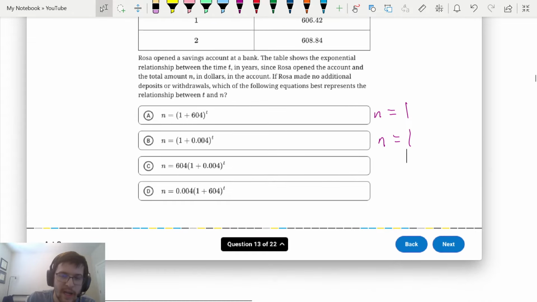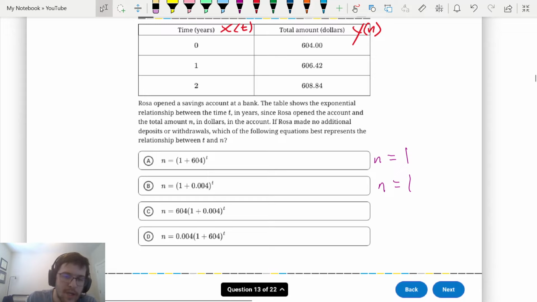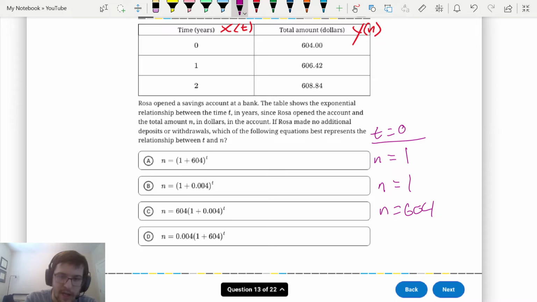And again, if you're not seeing the rules of exponents or how to do the arithmetic, you can just type this in your calculator. This is n equals 604 when we plug in t equals 0. And this is n equals 0.004 when we plug in t equals 0. So none of these have the correct y-intercept. The only one with a y-intercept of 604 is C. So the answer must be C.